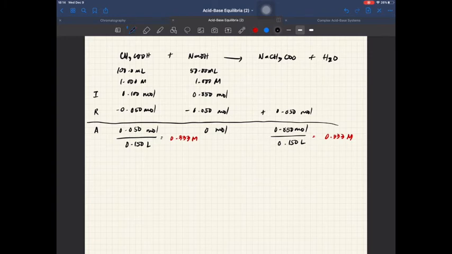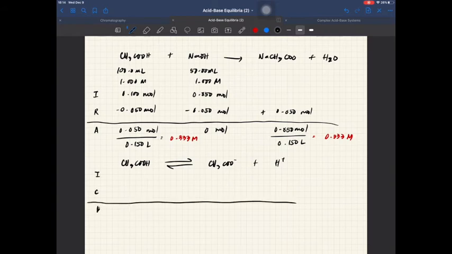Take note, what is left after the reaction is we have acetic acid and sodium acetate. But acetic acid is a weak acid, so we can calculate the pH of a weak acid using the ICE table. So we have acetic acid dissociates to acetate and hydrogen ion. So we can use the ICE table here.